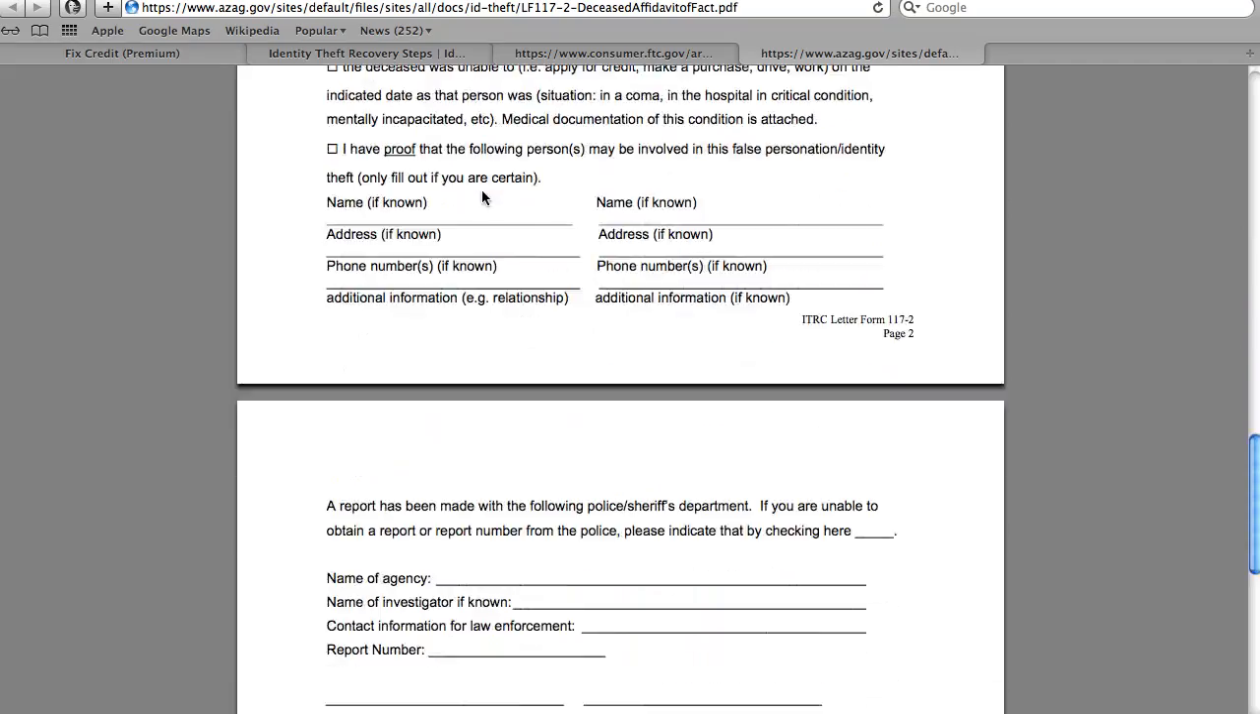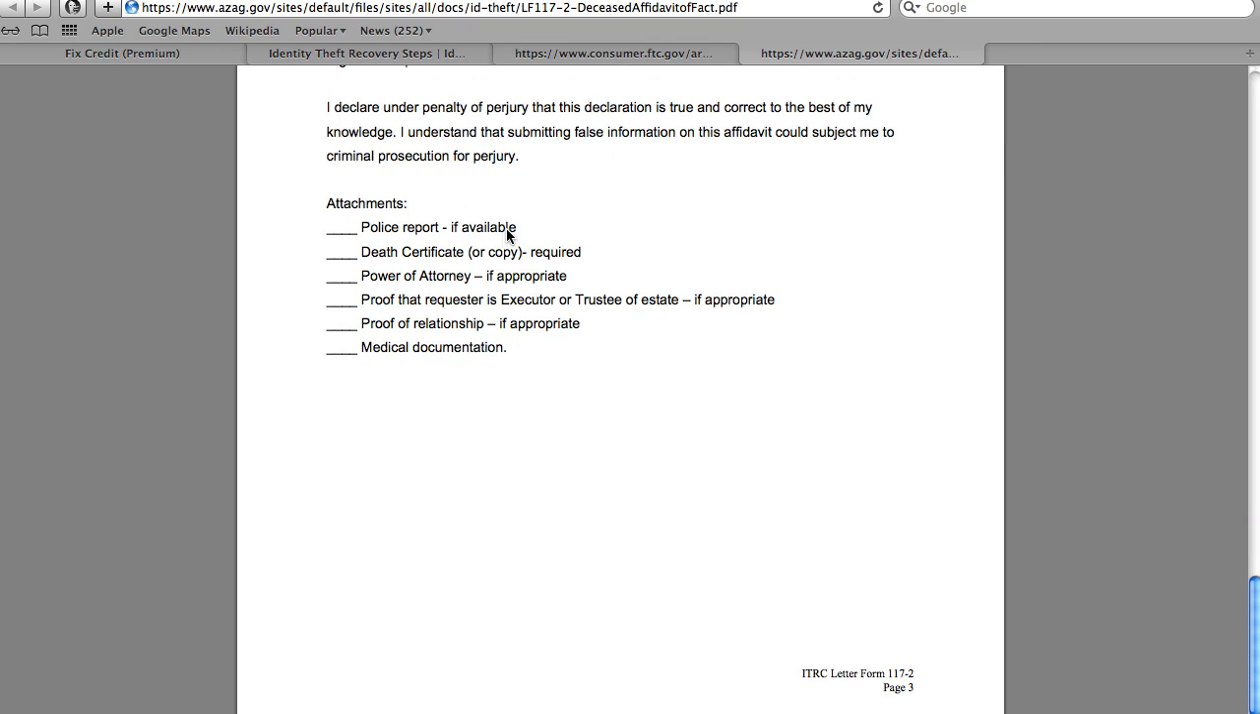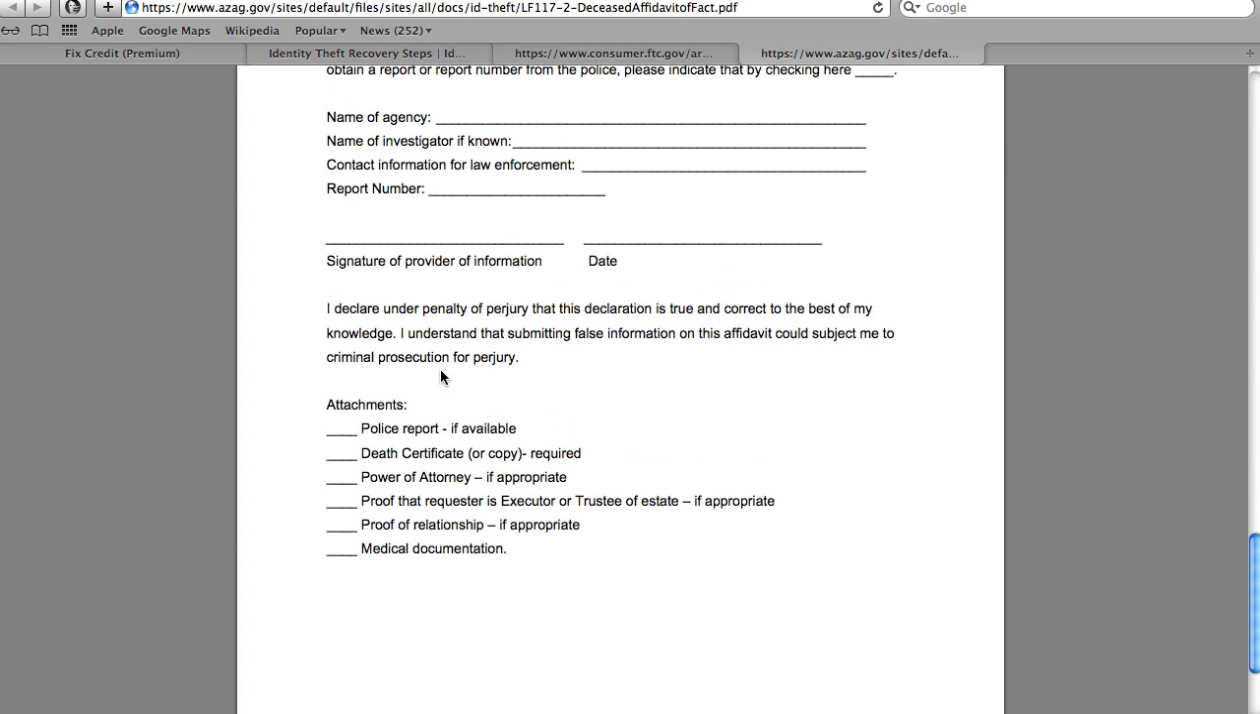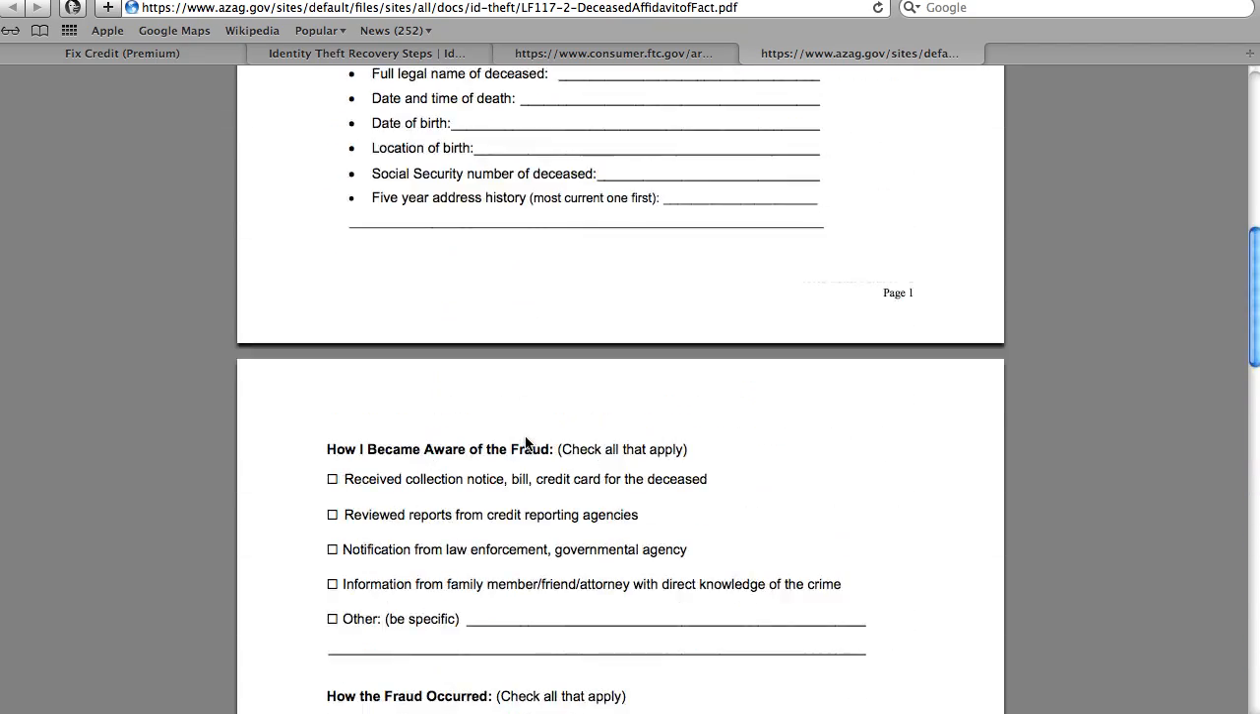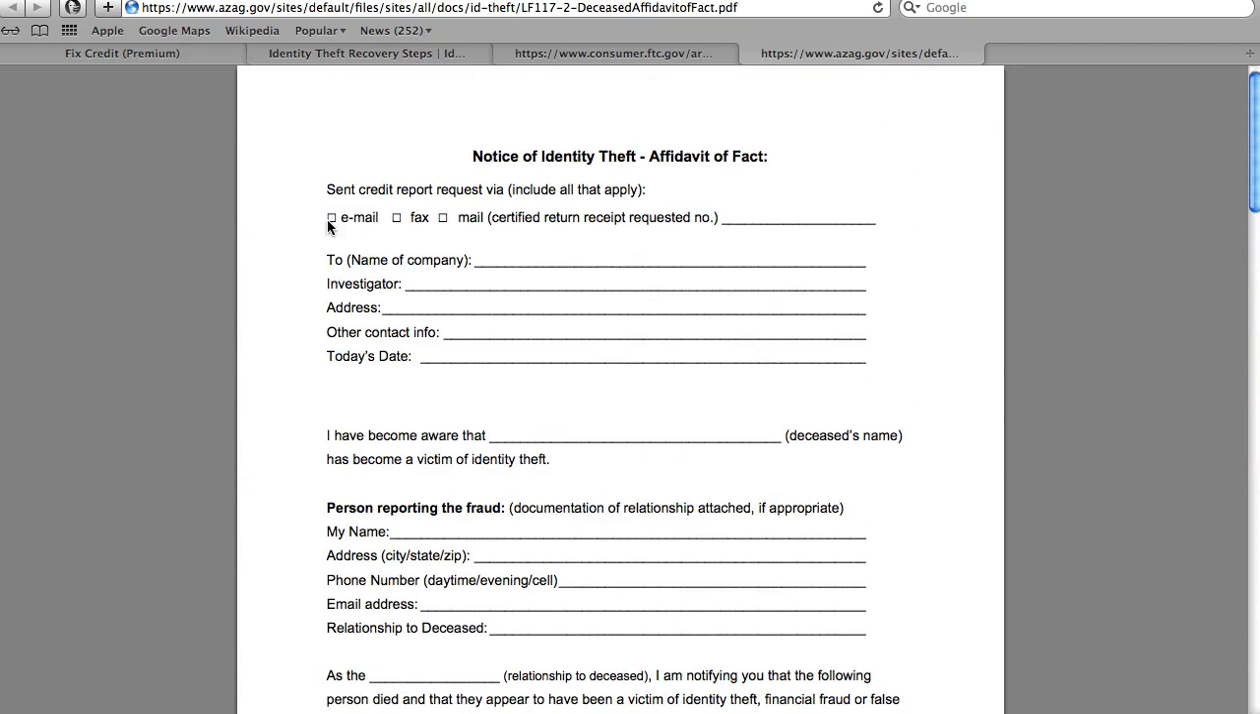But every time you use a form, just keep in mind that they're limiting what they want you to say. They're giving you options when you use a form. So you may want to consider looking at the form to get you in the right direction and just freehanding your affidavit.